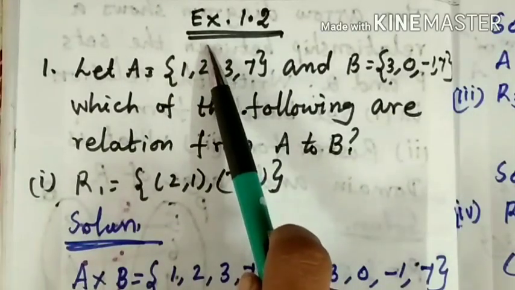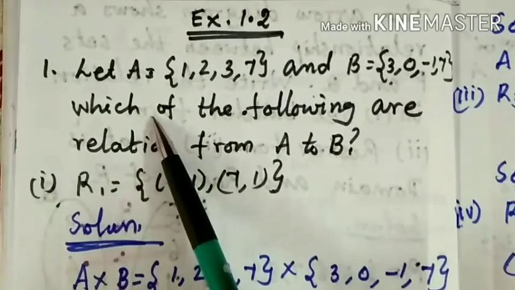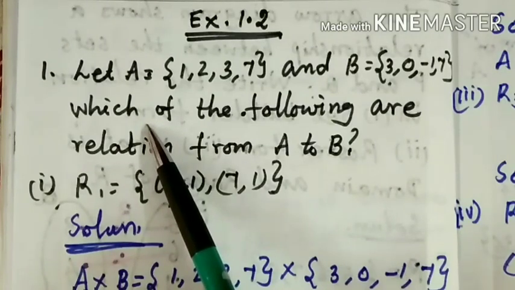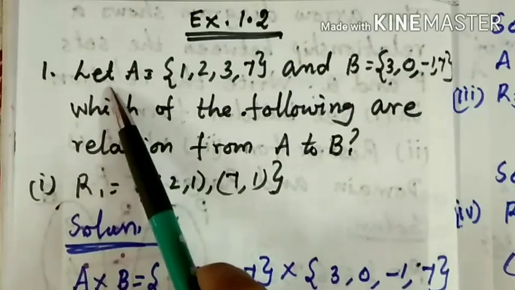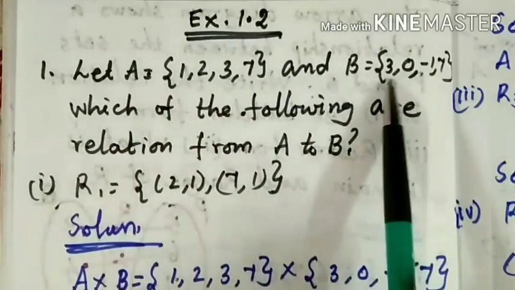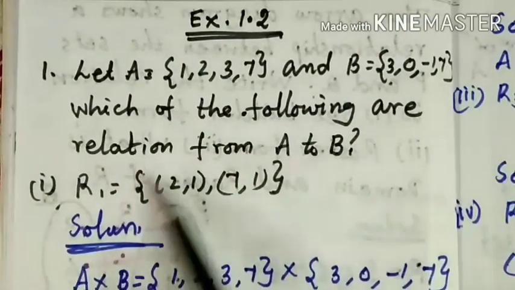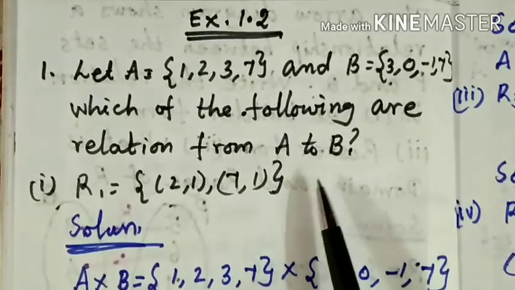Yesterday I gave homework, exercise 1.2 first sum. I hope you have all completed the homework. So all of you take that page and correct it. In this question, set A and set B are given. Then find which of the given subdivisions are relations from A to B.